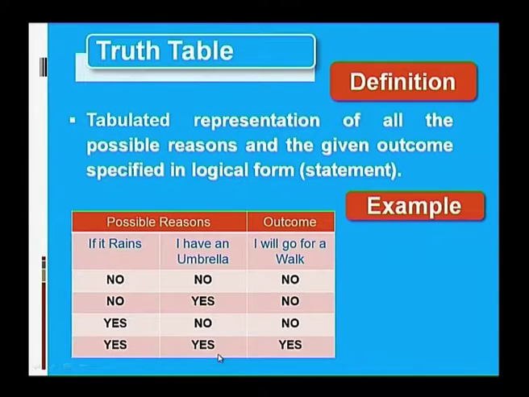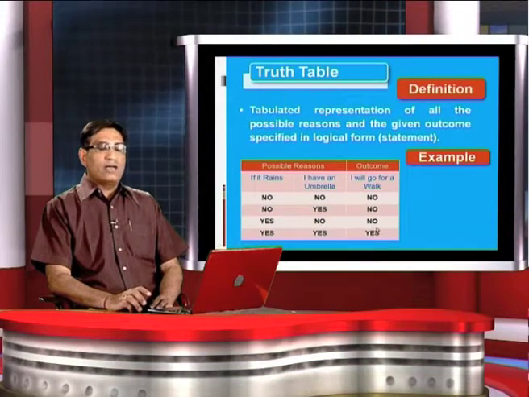But if someone says that I am not walking but I am sitting somewhere, then there can be three reasons under the given statement. The first reason is it is not raining and I am not having an umbrella. The second reason is it is not raining but I am having an umbrella. The third reason is it is raining but I am not having an umbrella.